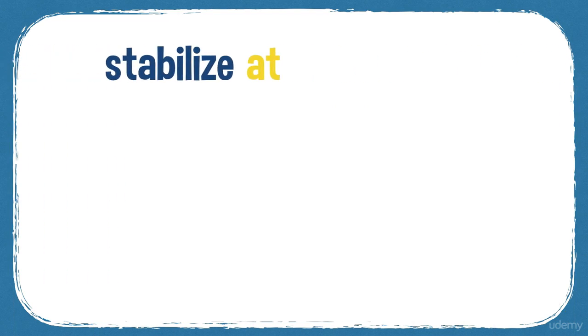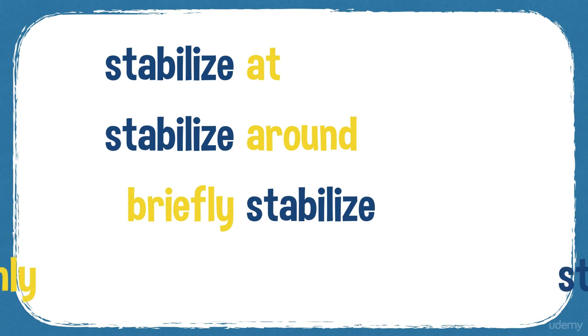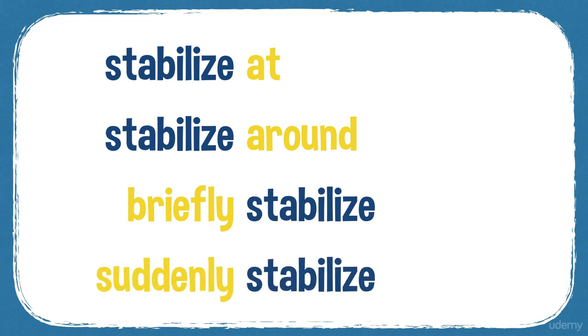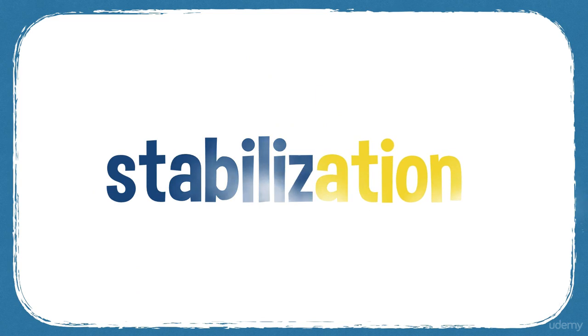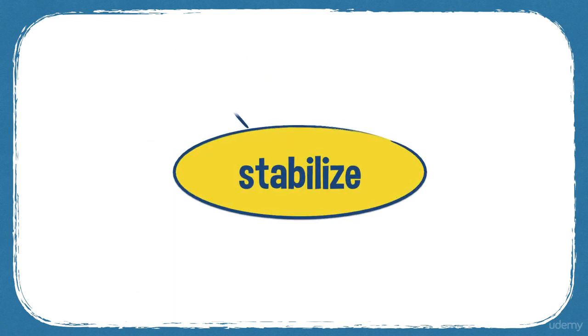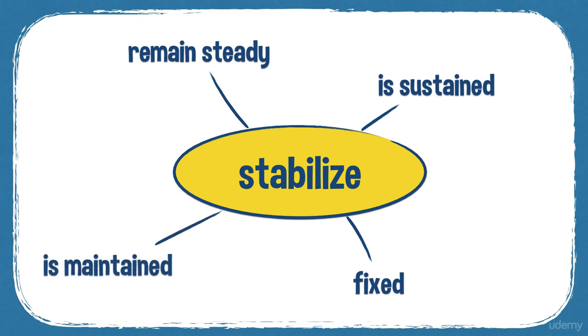So you can say stabilise at, stabilise around, briefly stabilise, suddenly stabilise. And here are the verb forms for stabilise. You can also have the noun form stabilisation, but it's not very commonly used. Some synonyms: remain steady, fixed, is sustained. So numbers were sustained for several years, or maintained.